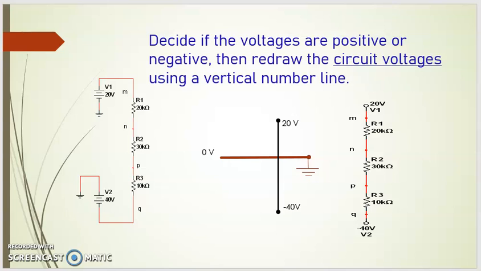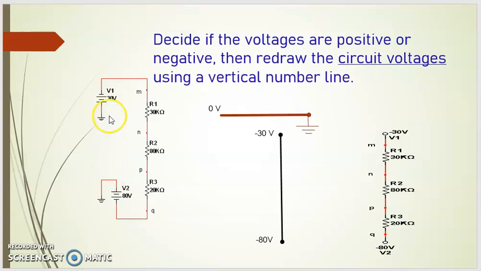Let's take a look at a couple more examples. In this circuit, the negative side is connected to ground. That makes it a positive voltage. So we have this positive 20. For V2, the positive side is connected to ground. So that makes this a negative voltage. So this is negative 40. So our number line resides between 20 volts on the top side and minus 40 volts on the bottom side.